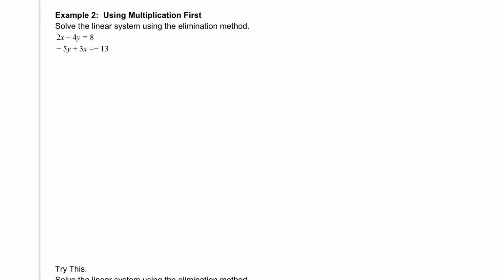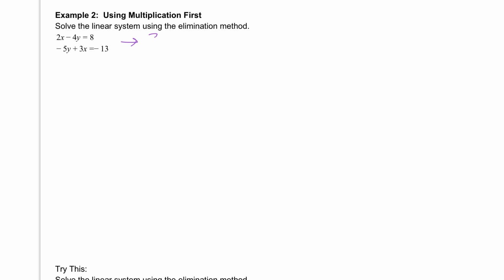In example 2, we also want to use the elimination method. First of all, if we take a look, we have our x and then our y and then our constant, but in the bottom one we have our y and then our x. It makes it a lot easier to solve using the elimination method when our x's and our y's are lined up. So let's start by rewriting the system.